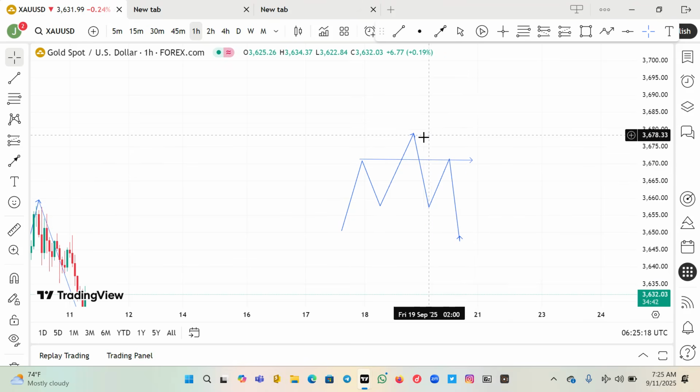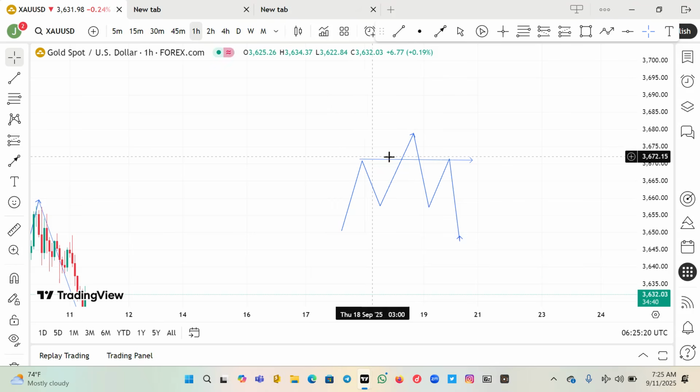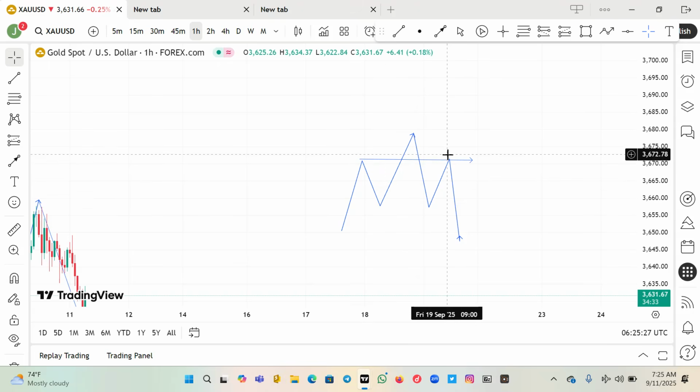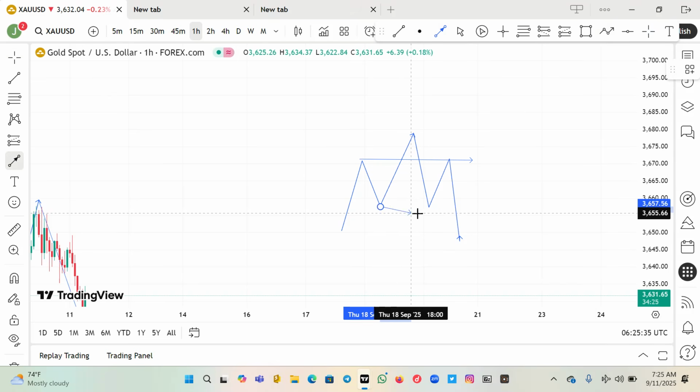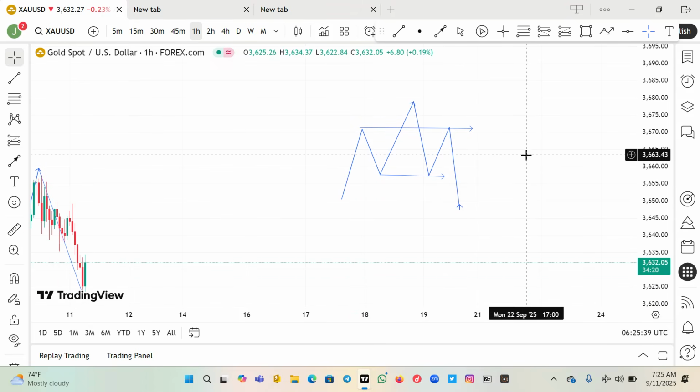Okay, now we call here the head, we call here the shoulder, and we call this bottom here the neckline, right? Look, there's a line there, the neckline.